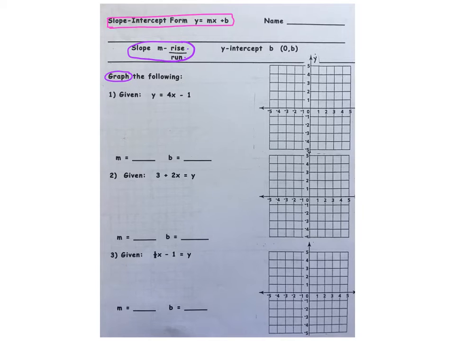And of course, the constant is your b-value. Once we get those two critical pieces of information, we will be able to graph a line. Let's take a look at each equation. We know the slope is the coefficient in front of x. Positive 4 for number 1, positive 2 for number 2, and 1/2 for number 3.